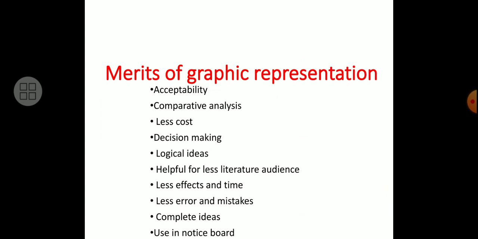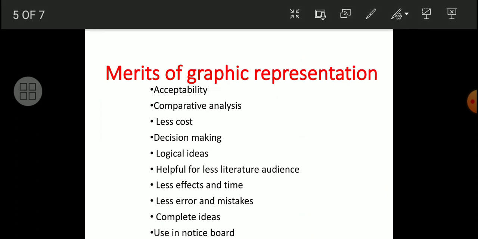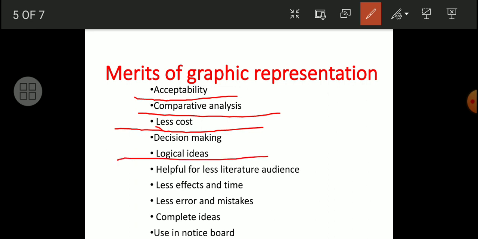Now what are the merits of a graphical presentation or graphic representation, isn't it? Here, acceptability, isn't it? That is easily acceptable by the learners or those who want to learn things from that. Again, comparative analysis is very easy. Less cost is there. Logical ideas can immediately come out of that. Decision making, in the sense we will be able to come to a decision immediately.